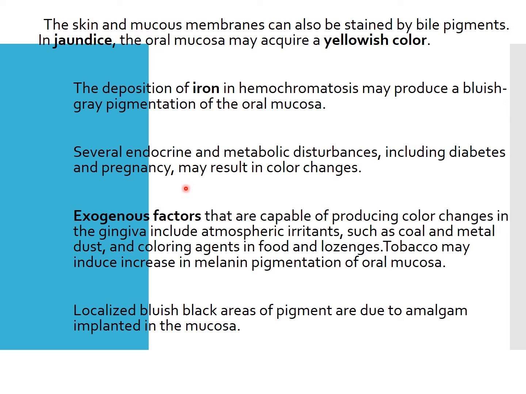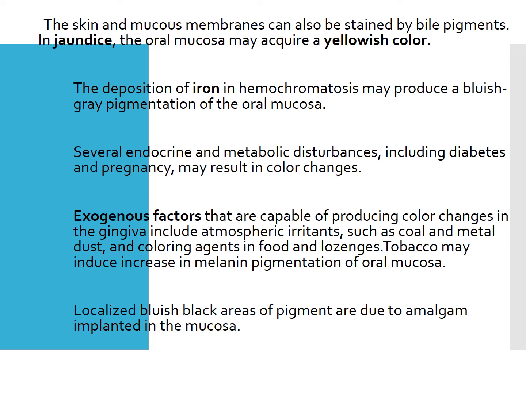Then coming to exogenous factors, that is, factors from external sources, these can be due to atmospheric irritants such as coal or metal, or some food coloring agents. Tobacco chewing can also increase melanin pigmentation of the oral mucosa, and accidental amalgam implantation in the mucosa can produce localized bluish black areas of pigmentation.